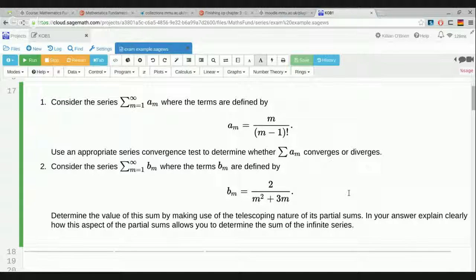Look at the second question. The second question directs you to use the telescoping behavior of the partial sum here. So to figure this out, we'll need to obtain the partial fraction expansion, partial fractions of 2 over m squared plus 3m.